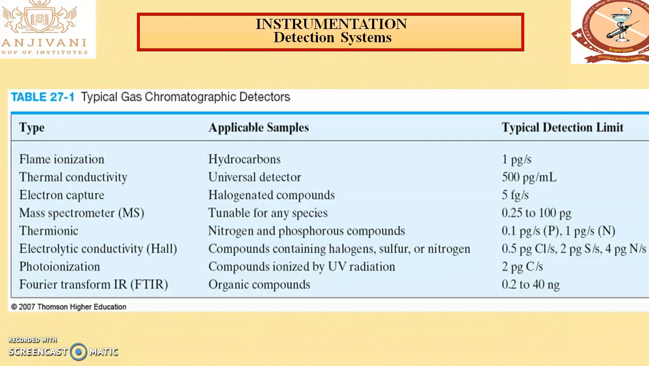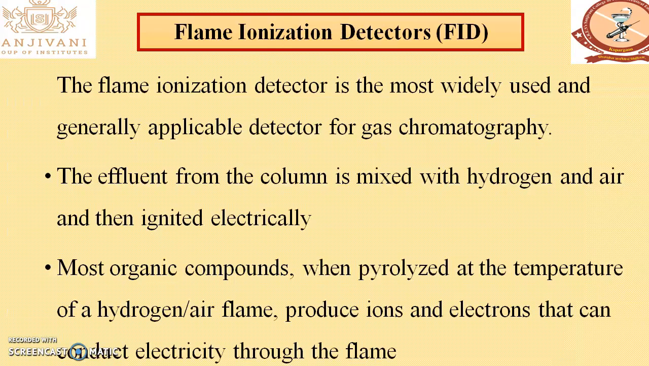Take an example of the electron capture detector. It typically gives sensitive signals towards halogenated compounds or those compounds which contain some electronegative groups. Again, in the case of the thermionic detector, it is most sensitive and selective towards compounds that contain nitrogen and phosphorus. So all gas chromatographic detectors we can broadly classify as universal detectors and selective detectors. Now one by one we will see the different kinds of detectors that are used in gas chromatography.